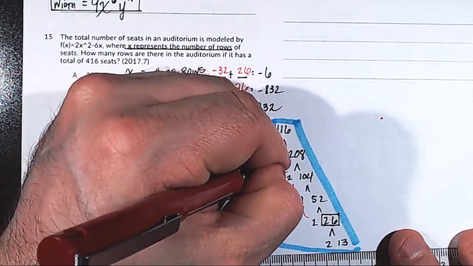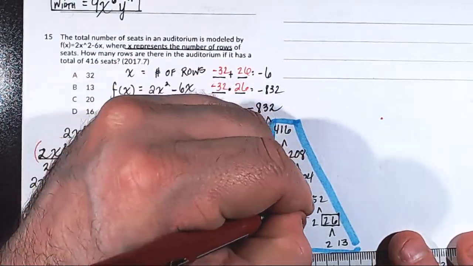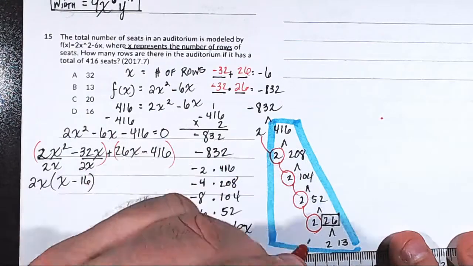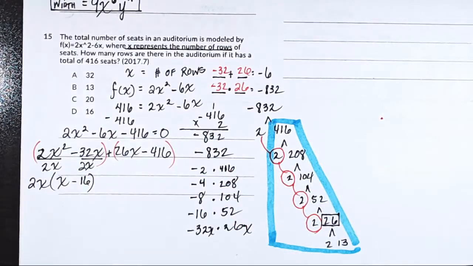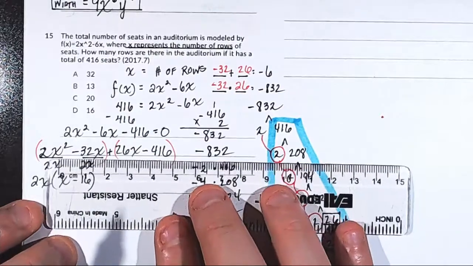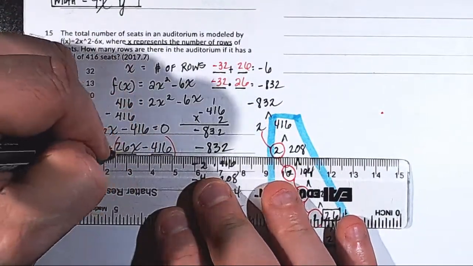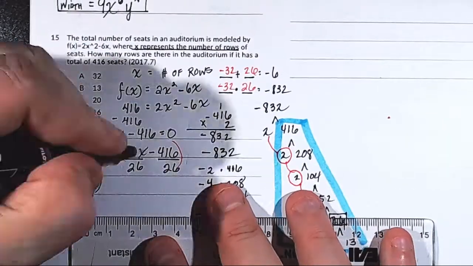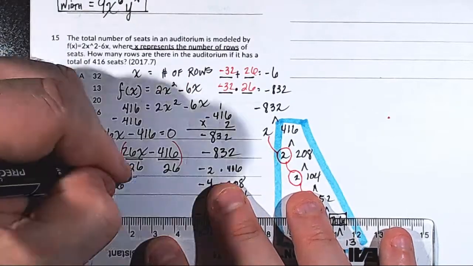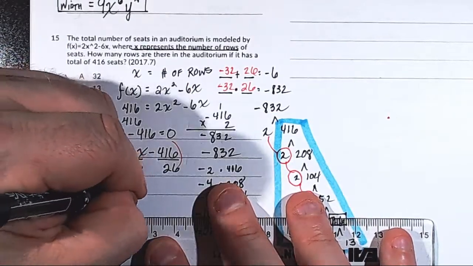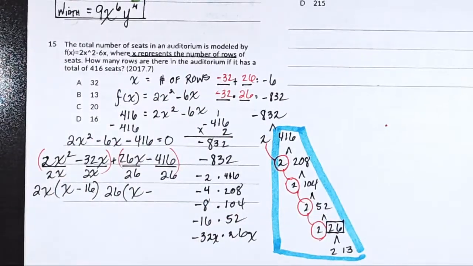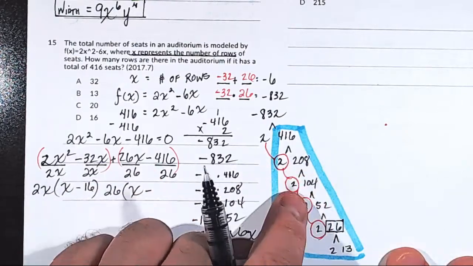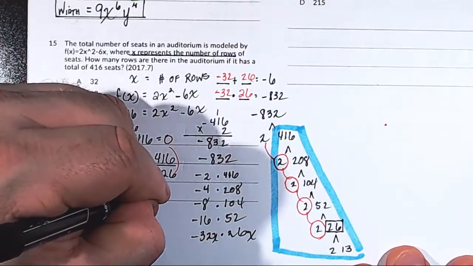The question is, what is 416 divided by 26? Well, the cool trick is you just multiply the 2's. 2 times 2 times 2 times 2. 2 times 2 is 4, times 2 is 8, times 2 is 16. So if I'm factoring this thing, I will divide both of these terms by 26. That brings the 26 outside, open paren, and inside I have x minus 416 divided by 26, which is 2 times 2 times 2 times 2, which is 16, so x minus 16.